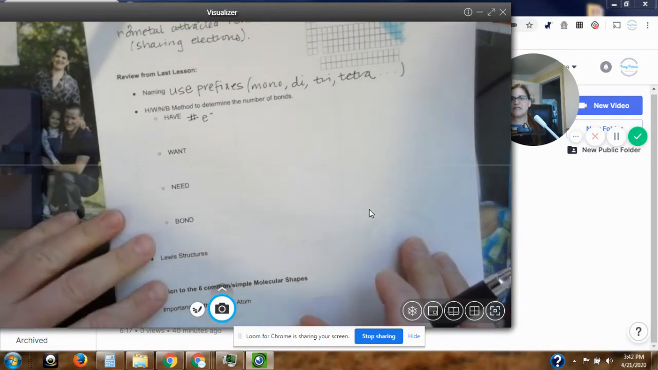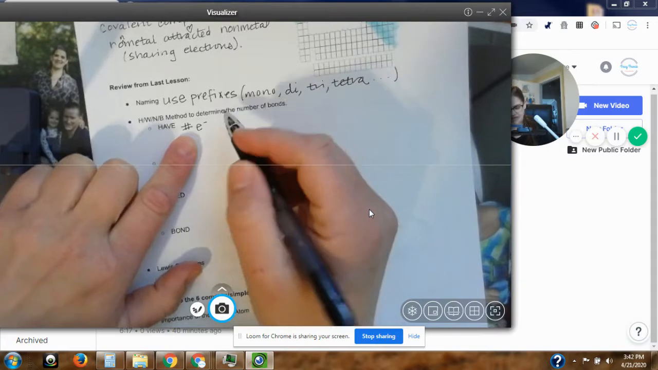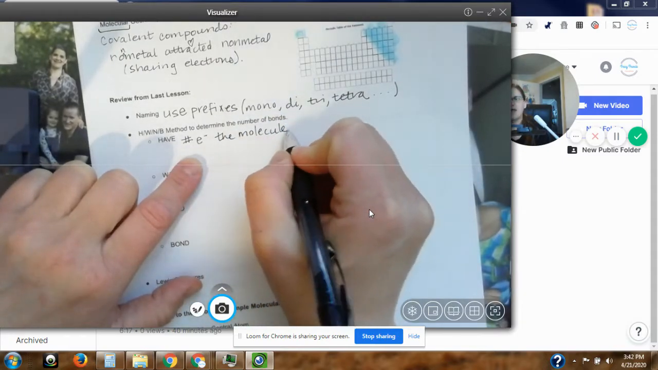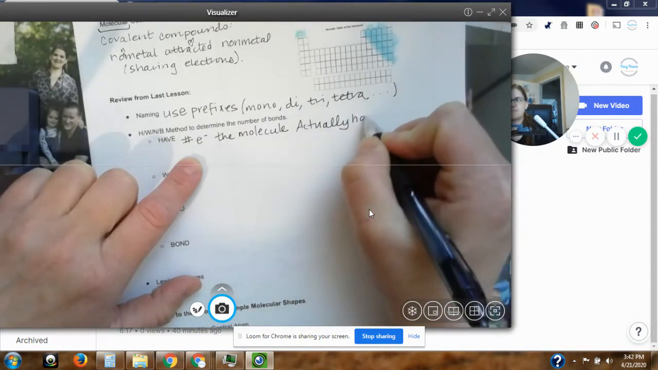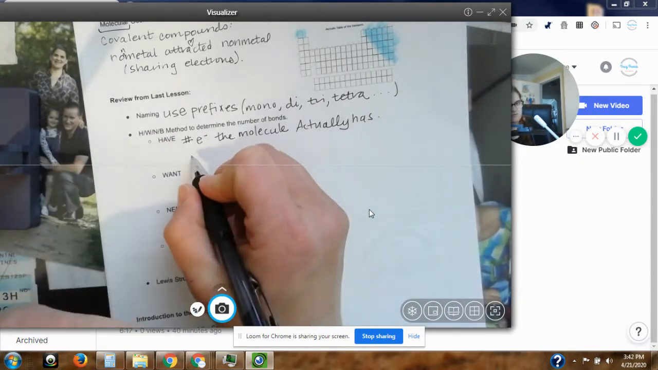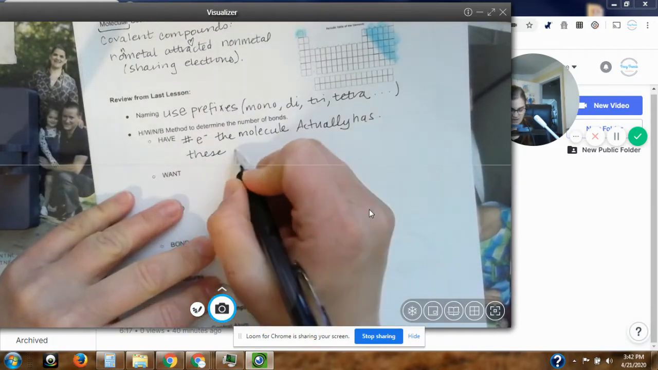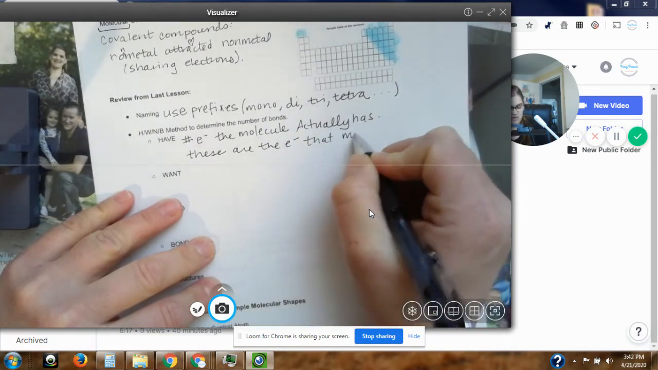Okay, sorry, my dog interrupted me, so I'm getting back to the have. When we look at the have, that's the number of electrons, E minus, that the covalent molecule actually has. Now what's really important about this is there will never be any more electrons in this. So these are the electrons that the molecule has to work with.